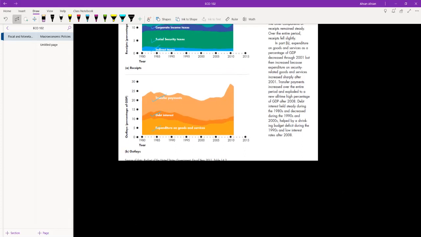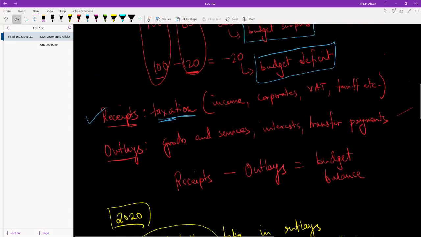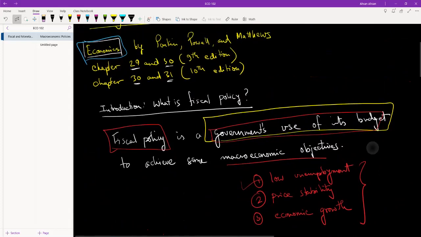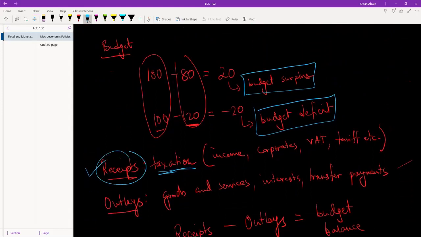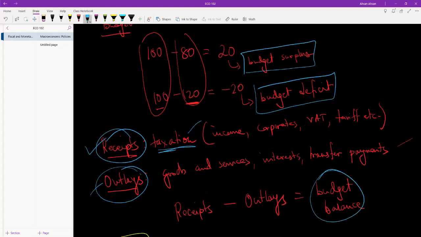Okay, so let us go back to the definition just to make sure that we really understand what fiscal policy is. What we have seen so far is that the government has receipts, they have outlays, and to a large degree, the government can decide how much these will be. The government can increase the rate of tax to increase their receipts, or they can reduce taxation. The government can increase their expenditure or decrease their expenditure. And by doing these things, the government has some control over what their budget balance will be.